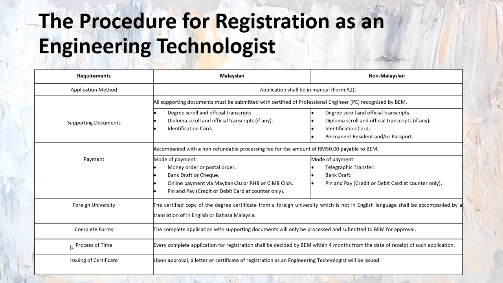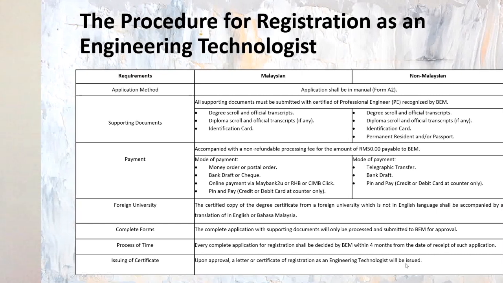Next, the processing time. Every complete application for registration shall be decided by BEM within 4 months from the date of receipt of each application. This applies for Malaysian and also non-Malaysian. Lastly, the requirement for registration is issuing of certificate. For Malaysian and non-Malaysian, once approved, a letter or certificate of registration as an engineering technologist will be issued.